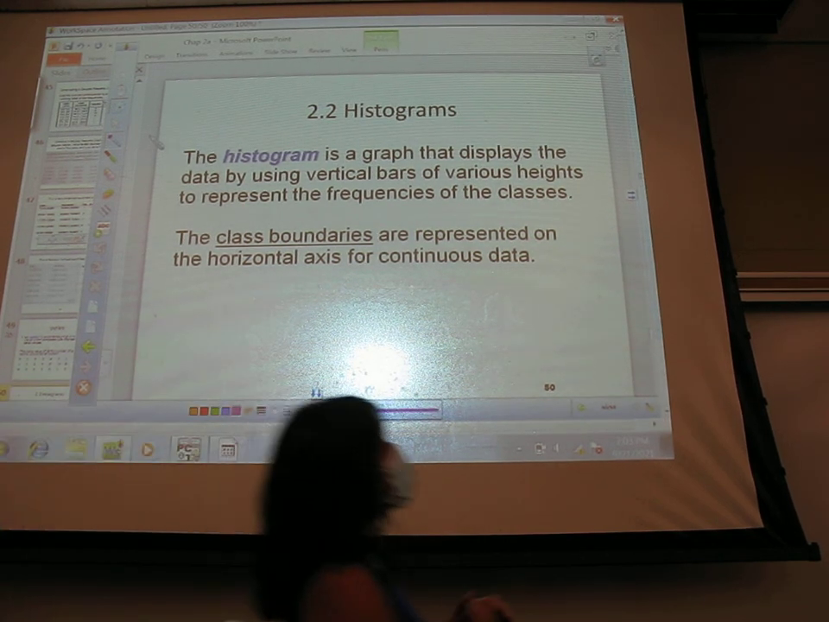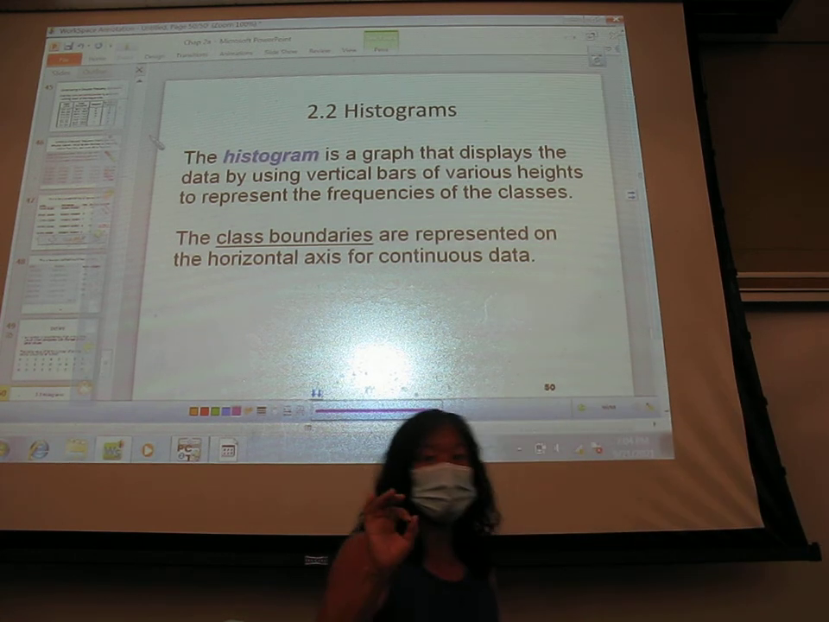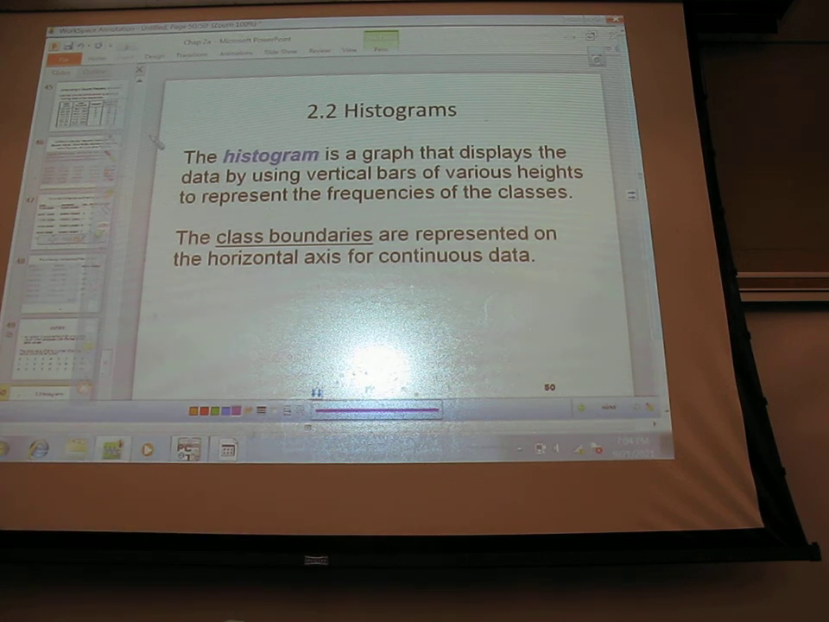A histogram is a graph that displays data by using vertical bars of various heights to represent the frequencies of the classes. So here's the thing about histograms. There's a lot of different ways of doing histograms. People have different things along the bottom, but what's consistent is always the heights represent the frequencies. Good? So your heights are always going to be your frequencies. Along the bottom, you can either use class boundaries or you can use class limits, either one. There's a variety of other things people use, but those are the more common ones.